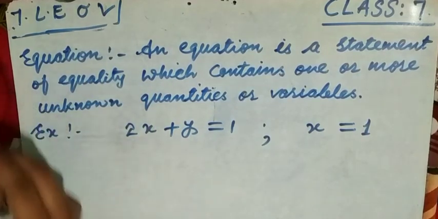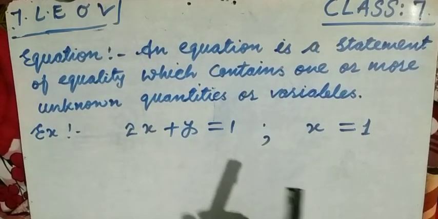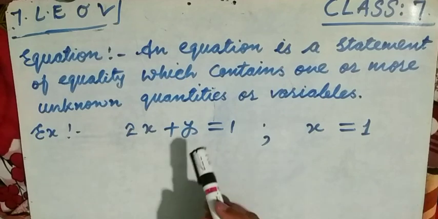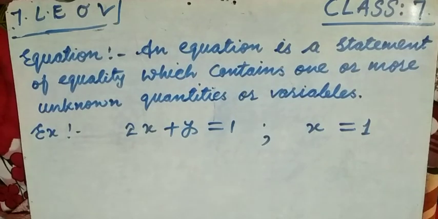Now here are the some terms. We are going to learn and understand the terms. The first is equation. What do you mean by equation? It's very simple. An equation is a statement of equality which contains one or more unknown quantities or variables.